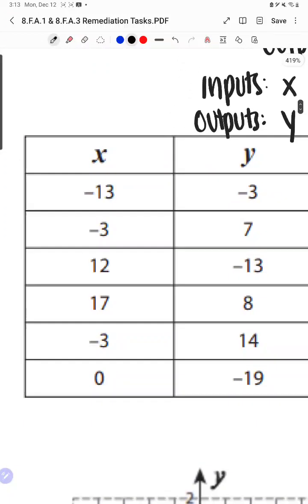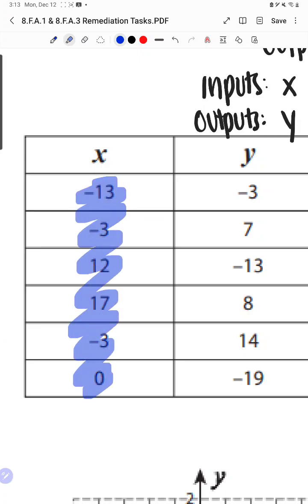All right, let's take a look at this one. So once again, these are all of my inputs right here. All X values, they're all inputs. So if I take a look at this, I see a red flag. I see -3 here, and I see -3 here. So I automatically know that there's a red flag.